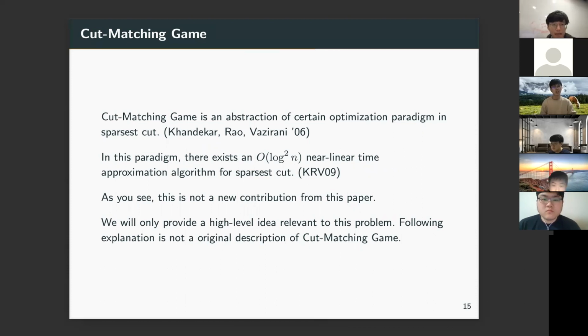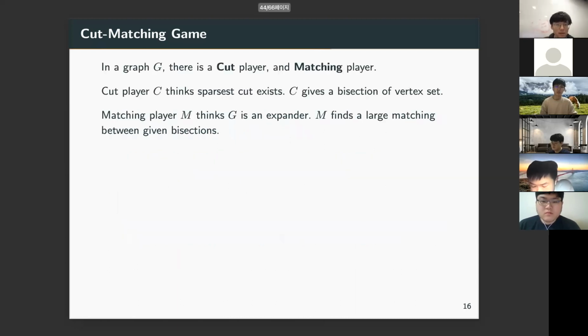In this paradigm, there exists a log square n near linear time approximation algorithm for sparse cut. Here, log square n means the approximation factor. This is very complicated technically, and the key idea is also not that easy. So I'll just provide a high level idea that is probably related to this lecture.